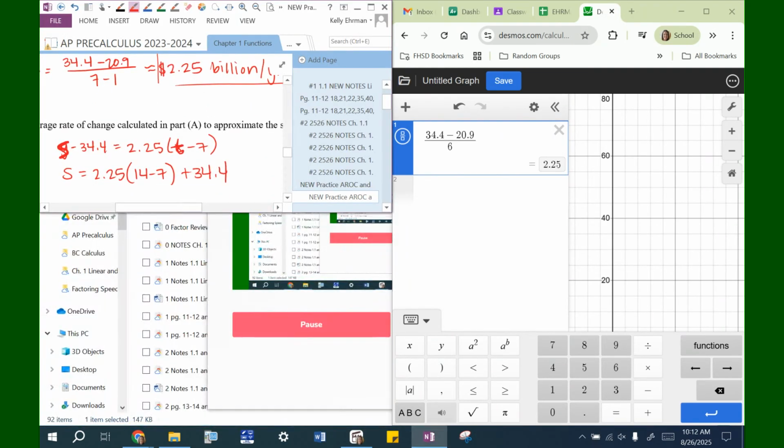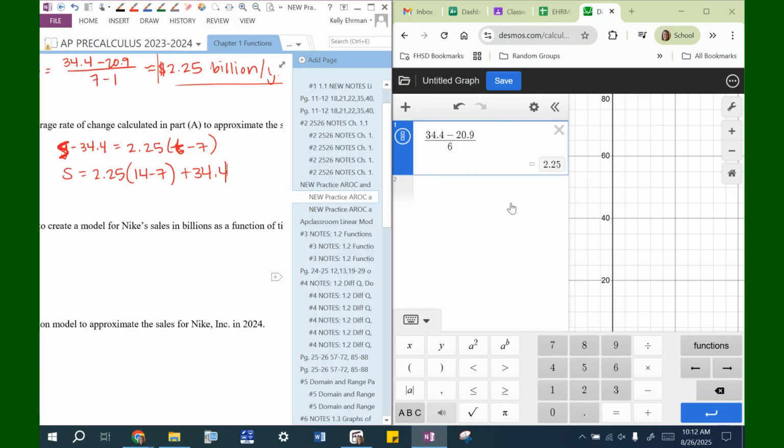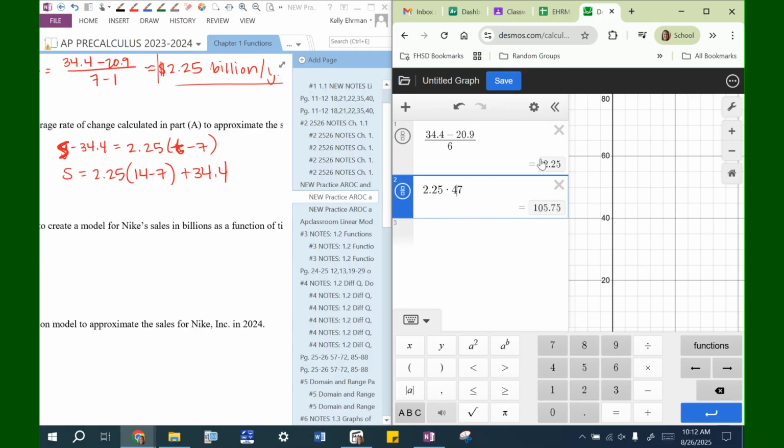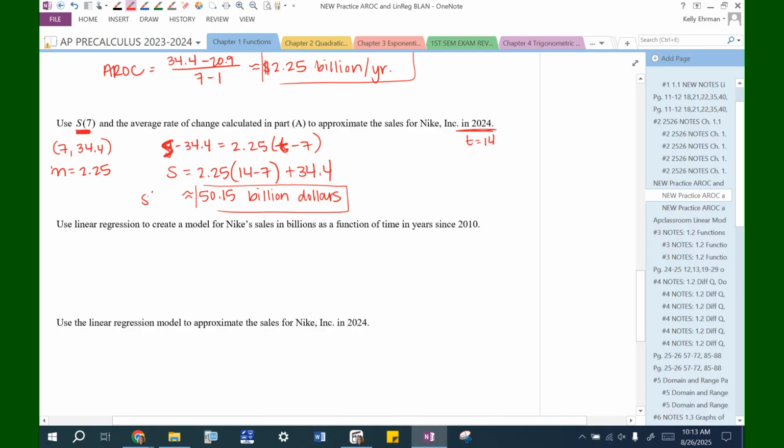Doesn't want to split screen for me. Oh. Sorry, technical difficulties. There we go. All right, so let's calculate that. So 2.25 times 14 minus 7 is just 7. I'm really having issues here. Plus 34.4, 50.15. And again, that's billions of dollars. I didn't have room for a dollar sign, so I'm writing the word dollars. That's just our approximation for S of 14.